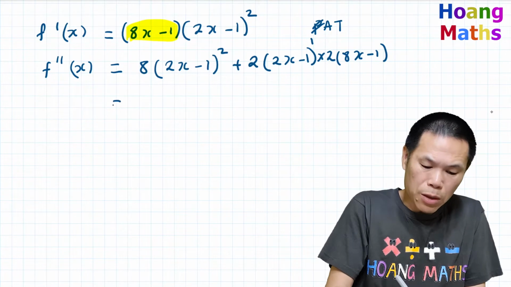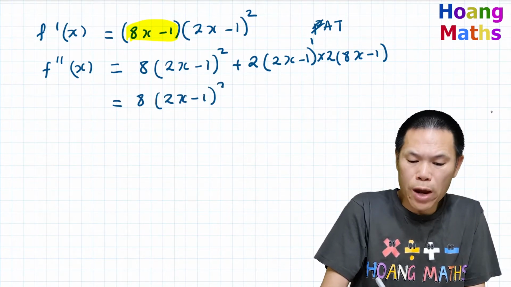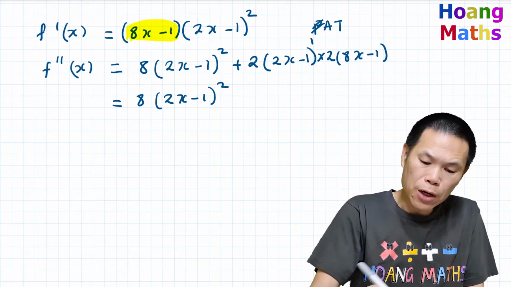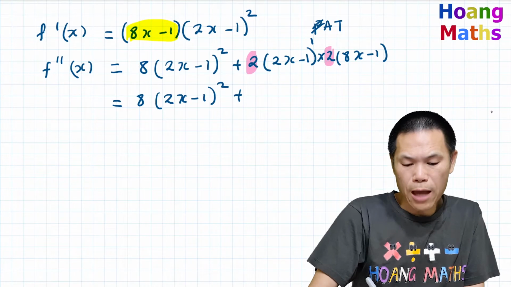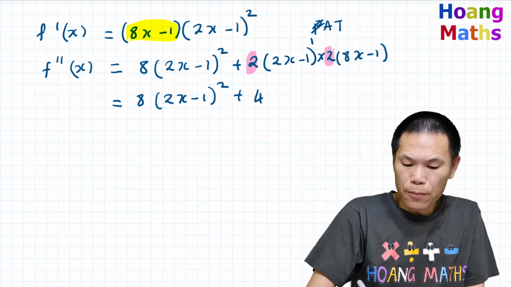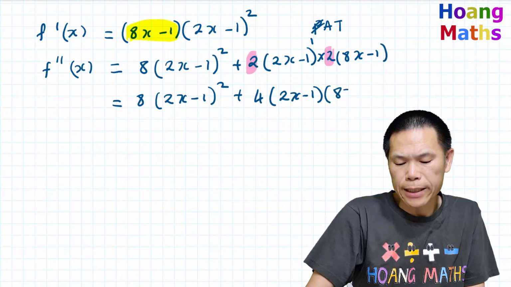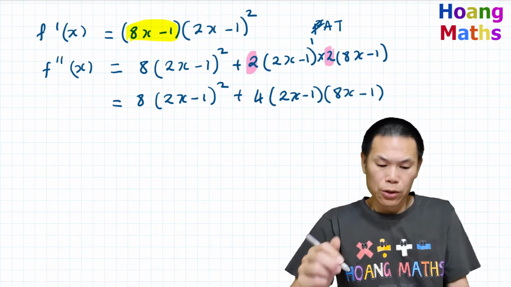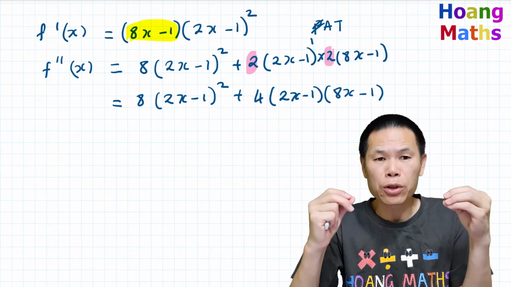So that will give me 8(2x minus 1) squared. And we have 2 times 2 is 4. So we add, so we have 4, and then we have (2x minus 1) times (8x minus 1). So there you go. So now what I do, I just find f double dash of 1.